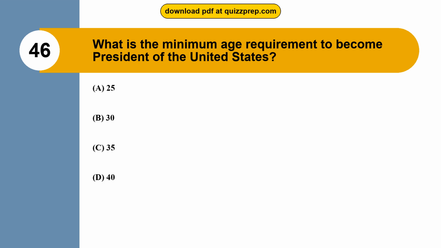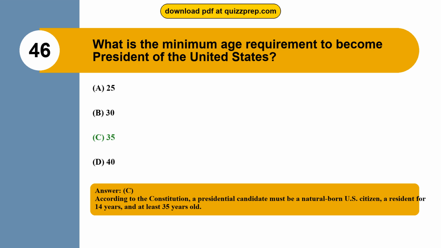Question 46. What is the minimum age requirement to become President of the United States? Option A, 25. Option B, 30. Option C, 35. Option D, 40. The correct answer is option C, 35. According to the Constitution, a presidential candidate must be a natural-born U.S. citizen, a resident for 14 years, and at least 35 years old.